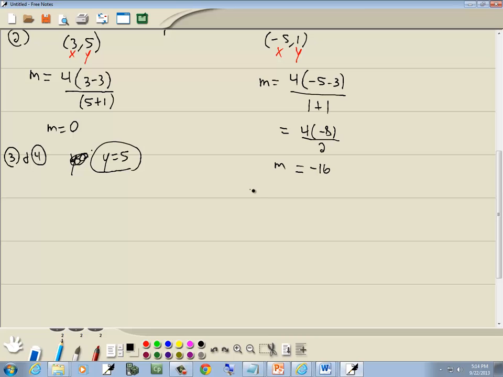Okay, step 3. We want to plug in the given point for x and y. We said y was 1, m we just said was negative 16, and x is negative 5, plus b. Well, a negative times a negative is positive, and this gives us 80 plus b. Take it over to the left side. We've got 1 minus 80 is equal to b, so b is equal to negative 79.